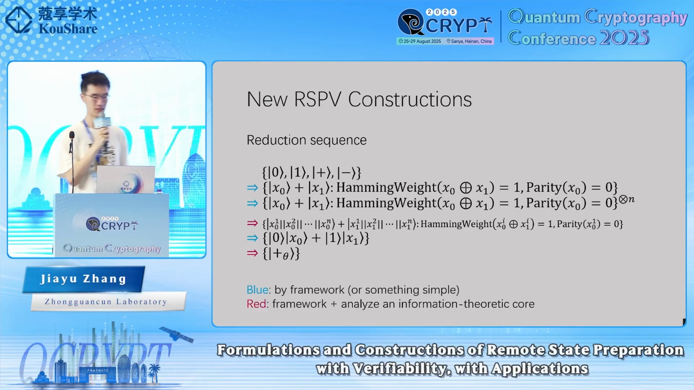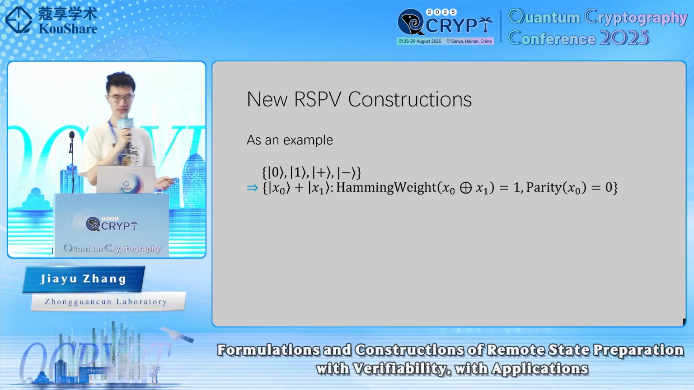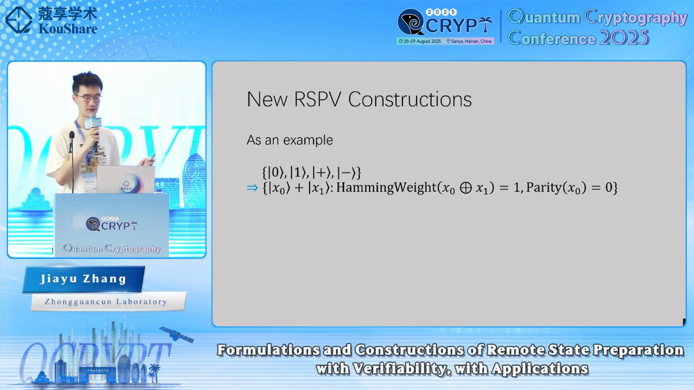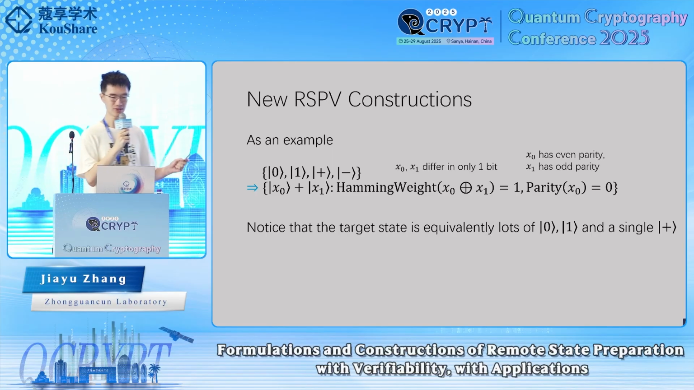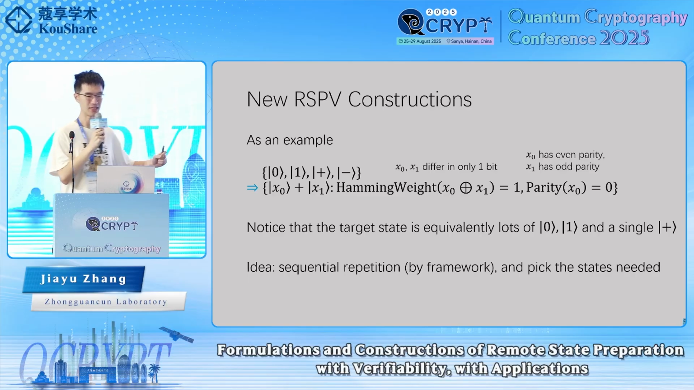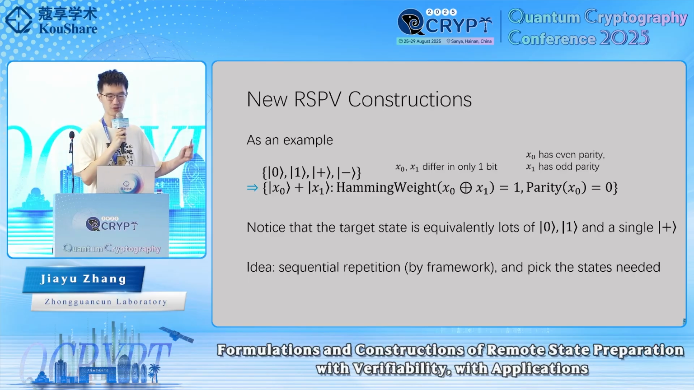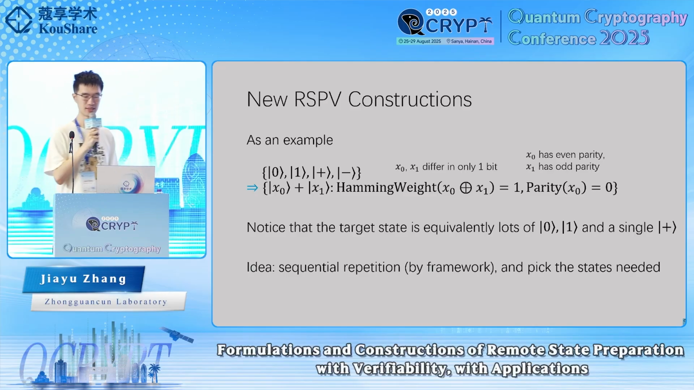Let's give an example. Let's focus on the first arrow and see what happened here. As an example, in the first step, our reduction starts from the BB84 states and constructs an RSPV for |x0> + |x1>, where x0 and x1 differ in only 1 bit. We note that a state in this form is equivalent to the tensor product of a lot of |0> states, |1> states, and a single |+> state. And this means that to construct the RSPV for this state family, we could first perform sequential repetition of RSPV for BB84 states, whose soundness is directly implied by our framework. And then the client will pick the states needed and discard the others.